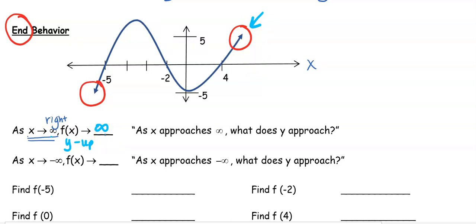If I look at the next part, it is saying as x goes to a negative infinity. X's are left and right.